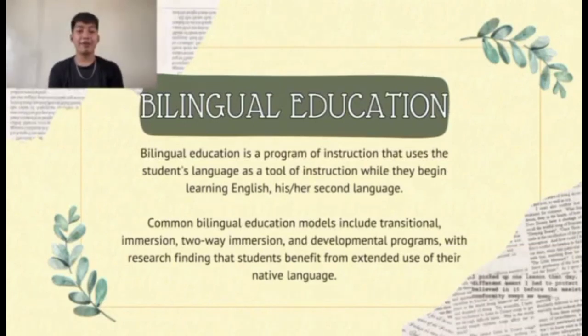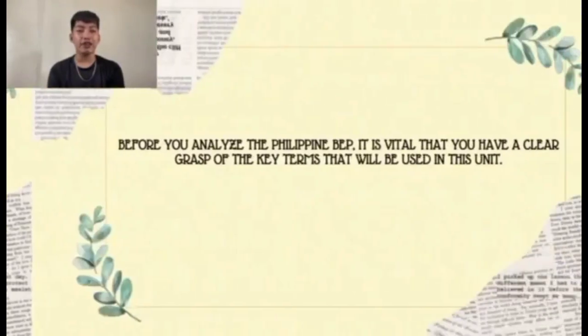Before we dive into our main lesson, we should know what bilingual education is. Bilingual education is a program of instruction that uses the student's language as a tool of instruction while they begin learning English or their second language. In this program, the language used in giving instruction is their native language, also known as the first language. The common bilingual education models include transitional, immersion, two-way immersion, and developmental programs. Research finds that students benefit from extended use of their native language, which helps them develop more in learning their second language.